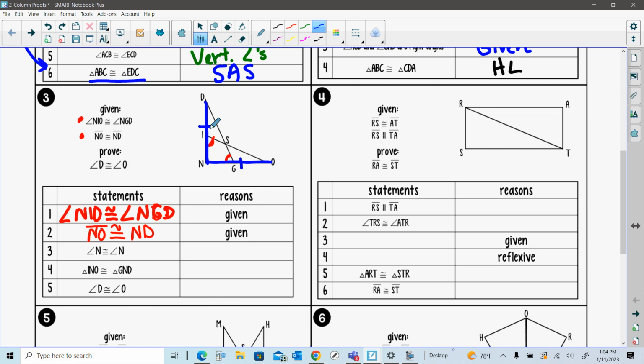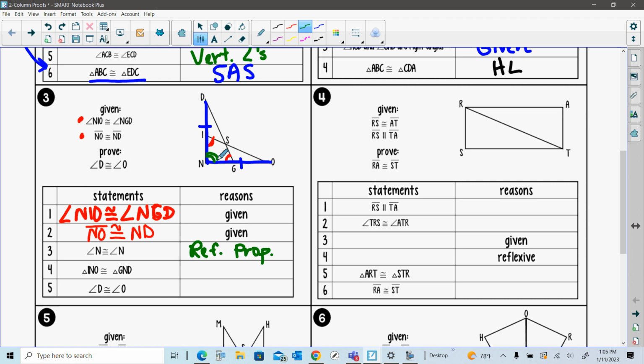Now line 3 says angle N is congruent to angle N. What's our reasoning for a statement like this? Yep, it's always reflexive property. Good. Because that is indicating N is the shared angle. So I put 2 arcs at N.